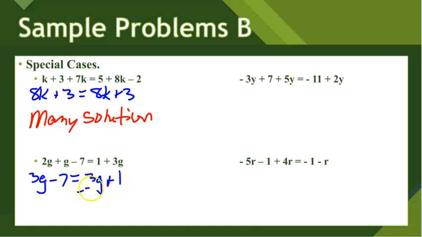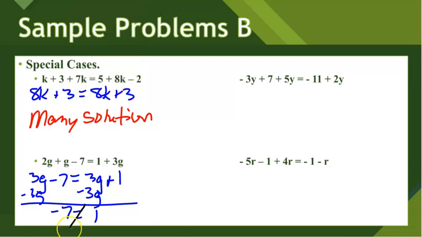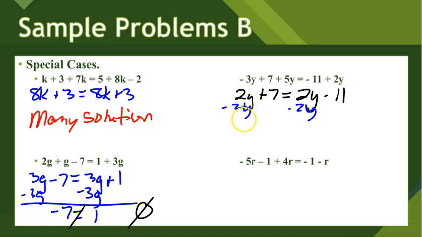Now, if I get the g's to one side, I subtract 3g on both sides, I'm left with negative 7 equaling 1. Well, negative 7 never equals 1, so this would be no solution. Next, negative 3y plus 5y is 2y plus 7 equals 2y minus 11. If I subtract 2y on both sides, I'm now left with 7 equaling a negative 11. 7 doesn't equal negative 11, so this is no solution.